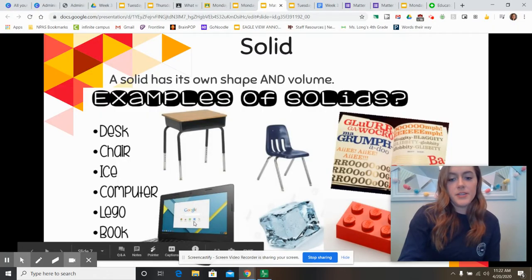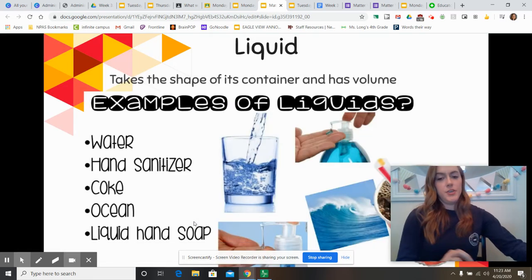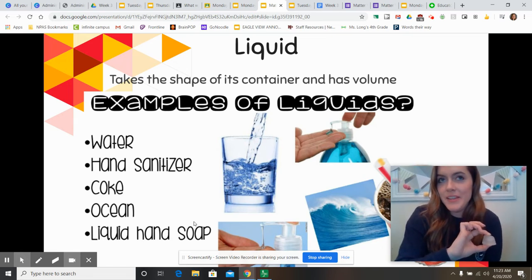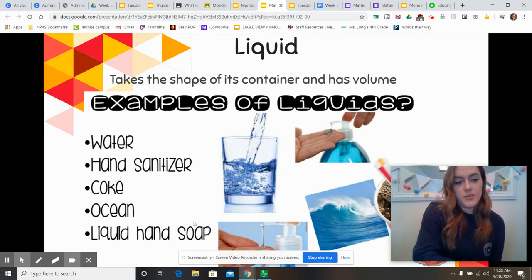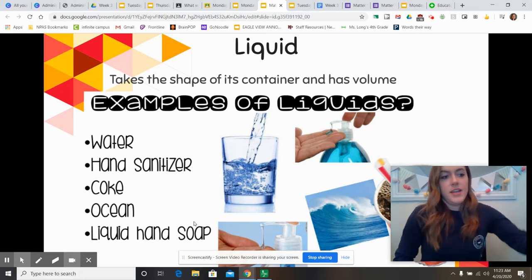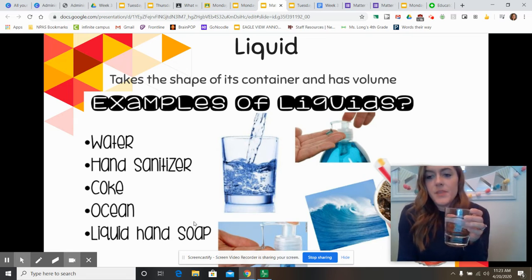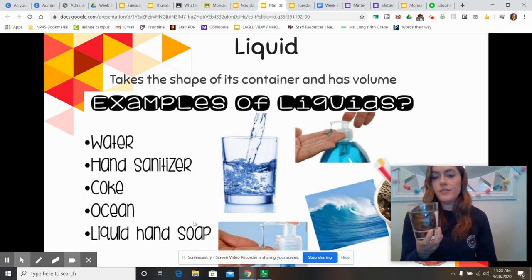Okay, the next one that we're going to look at is a liquid. As we all know, when we have a solid ice cube, what happens when we leave it out for a while or we have it in a glass and we don't do anything with it? It then turns into a liquid. So this is an example of water in a cup. A liquid will always take the shape of its container and has volume.